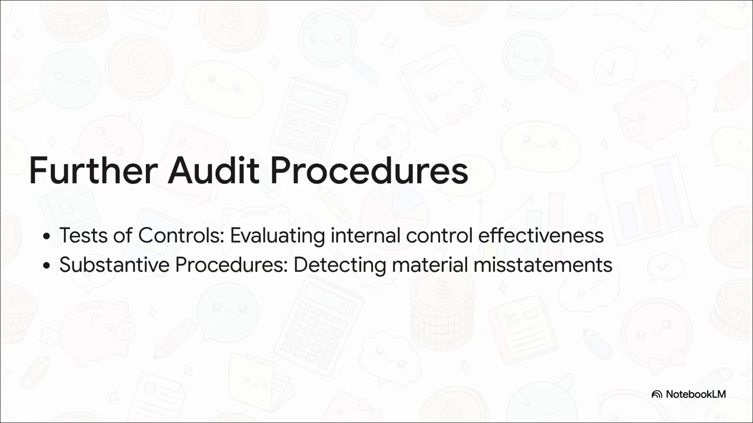Once those preliminary risks are assessed, we move on to what our notes call further audit procedures, and these divide nicely into 2 distinct buckets. First, you have tests of controls, where you're checking if the client's internal safety nets, like, say, requiring 2 signatures on every large check, are actually working as designed. Second, you have substantive procedures. These are your heavy-duty, direct tests designed to catch actual, hard-dollar errors in the financial numbers themselves.